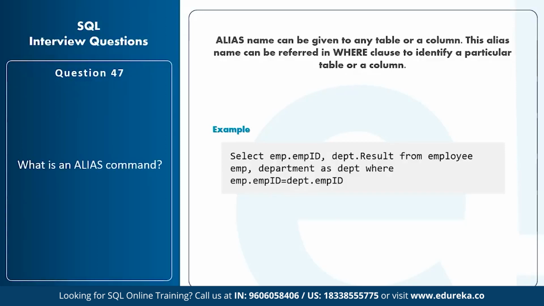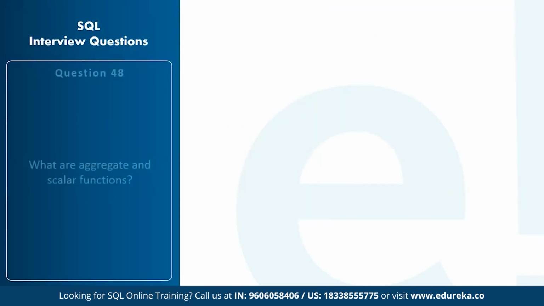So for example, if you see on the screen, you see a query, right? Like select m.employee_id, department.result from employee as emp, department as dep, where m.employee_id is equal to department.employee_id. So what I've done over here is that I've given an alias name to the employee table as emp, and for the department table, I've given an alias name as dept. So that's how you can use the alias command, guys. Let's move forward to the next question now.